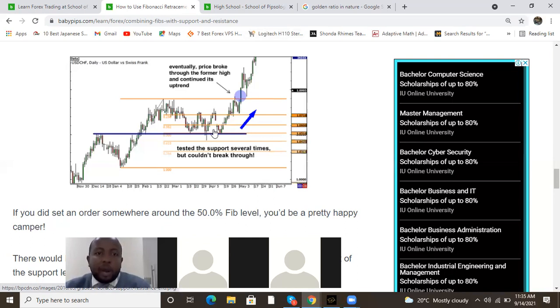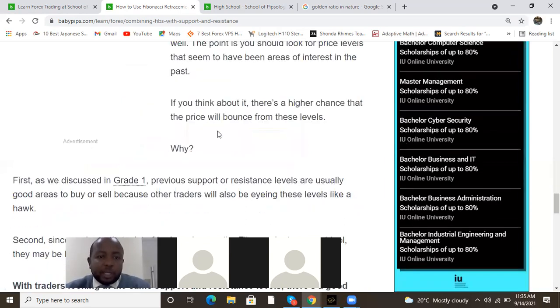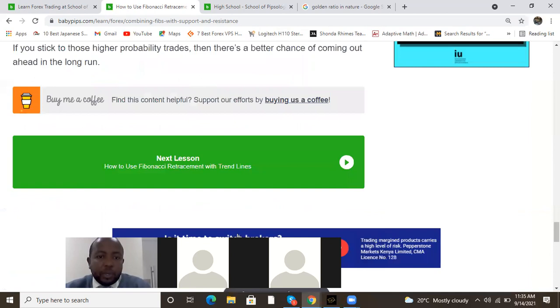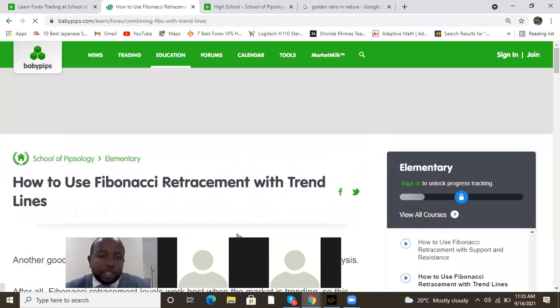So now what am I doing? I'm showing you how to use fibs with support and resistance. You can also combine it with trend lines. So trend lines are amazing. I've been coming to love them just the way I love moving averages, because with trend lines, you just need to know which one was broken, like this one.